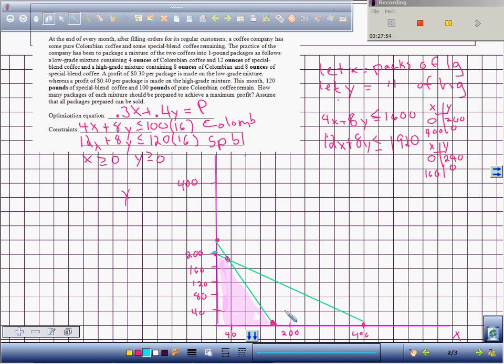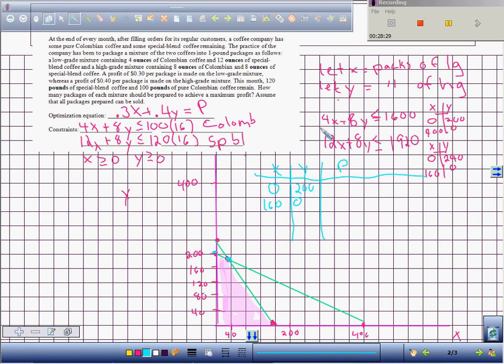So this point right here, and then I'm going to do the same thing I did in the last problem. I'm going to make a table, okay? And I'm going to put x, y, and p, okay? And for this, x is easy, that's 0. For this y, it's 200, right? And we'll do the profit in a minute. For this one, that was 160, right? 160, comma 0.